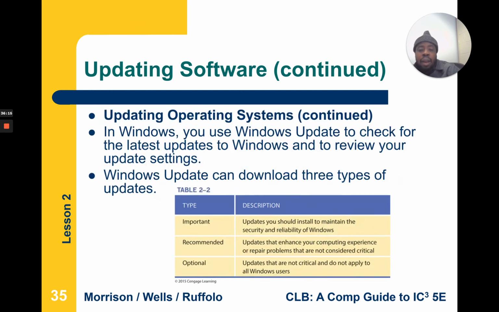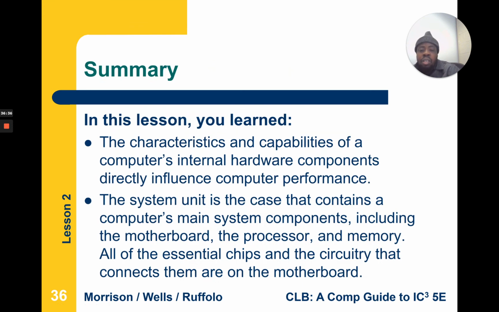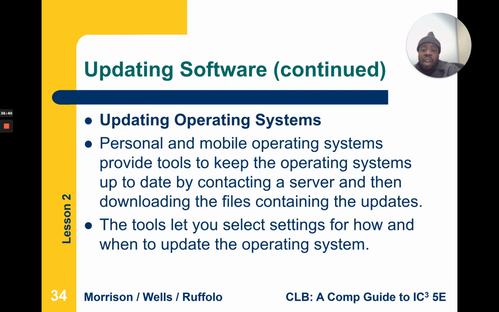Okay, so I have to skip some of them. In Windows, you use Windows Update to check for the latest updates to Windows and to retrieve your update settings. Windows Update can download three types of updates: important, recommended, and optional. So that is what I have for you.